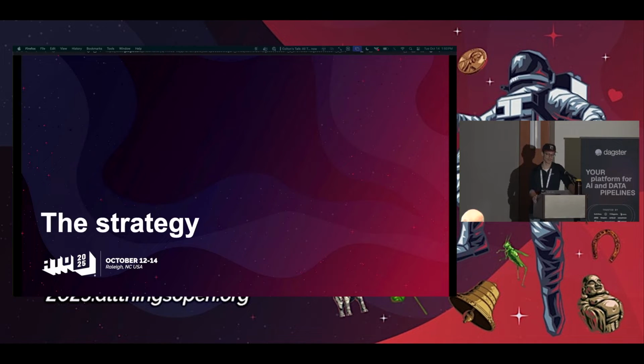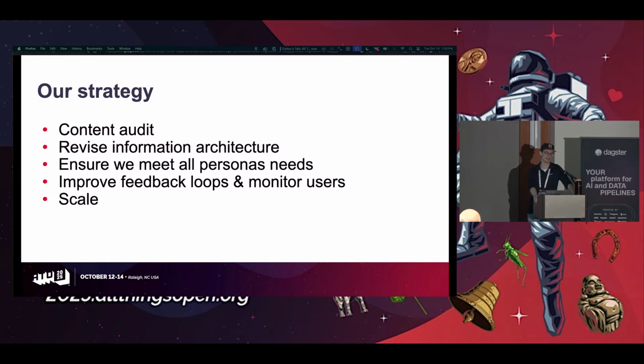Okay, so we established the problem. What is our strategy to solve it? First, we did a full content audit of everything that we're documenting, all the educational content that we're producing, and we are figuring out where we need to fix things. We also have already revised the information architecture. To elaborate, information architecture is the hierarchy of how you're presenting information to somebody. And we're trying to ensure that we meet the needs of all the different personas who are using our educational content. Then we wanted to build feedback loops so that we can continue to improve things.